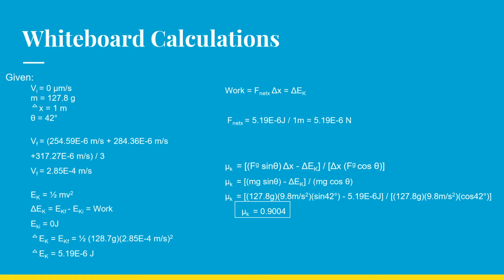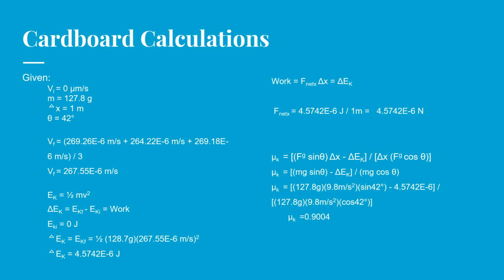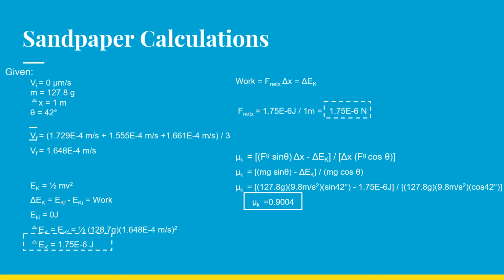These are the calculations for the whiteboard using the variable manipulation shown previously. In the end, the coefficient of friction was determined to be 0.9004. These are the calculations for cardboard. In the end, the coefficient of friction was determined to also be 0.9004. These are the calculations for the sandpaper. The coefficient of friction was determined to be 0.9004. Because all values of mu for sandpaper, cardboard, and whiteboard were shown to be 0.9004, it's shown that this lab was inconclusive.